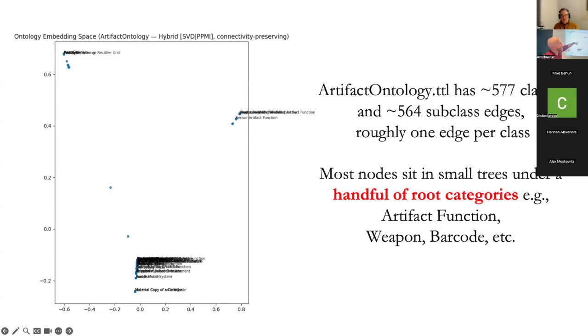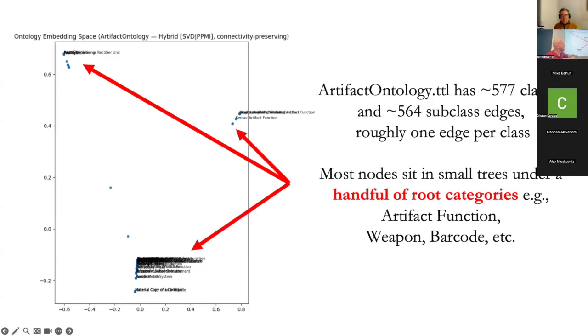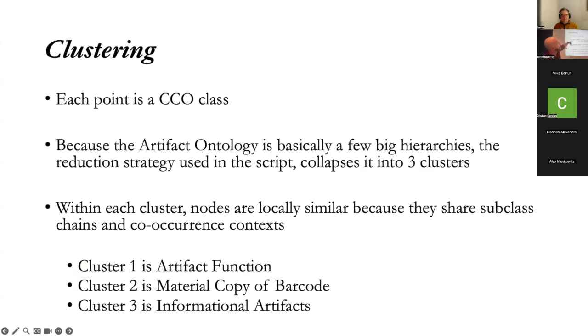We got the artifact ontology: 577 classes, 564 subclass edges, roughly one edge per class. Again, thinking about subclass of, most nodes sit in small trees under a handful of root categories, just 3. See here. Each point is a class, because the artifact ontology is essentially based on a few big hierarchies. The reduction strategy used in the script collapsed it into those differences, just those 3 groups. And within each cluster, those nodes are locally similar because they share subclass chains and co-occurrence context.